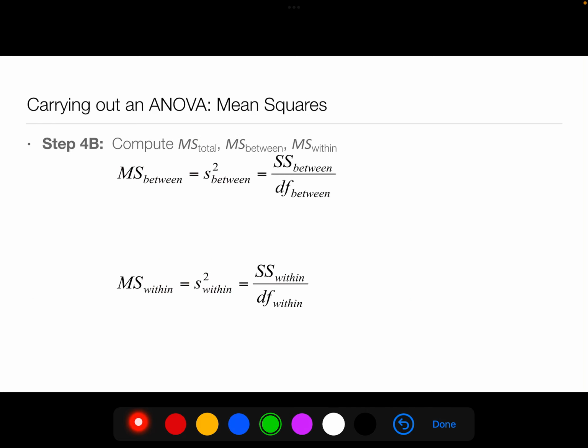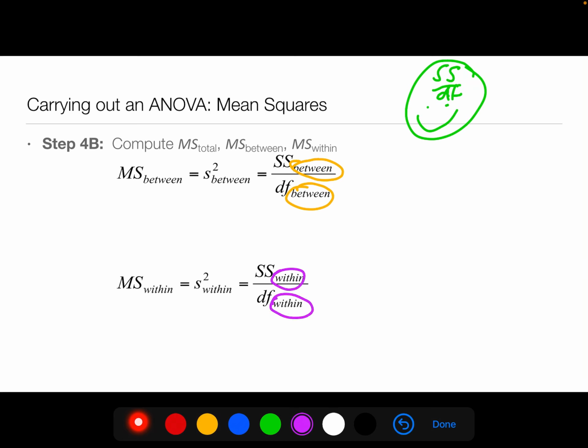Step 4B, this is the stuff where we've got my tattooed forehead formula. So my formula on my forehead is sums of squared divided by degrees of freedom. The important part here that is a little bit different is we need to make sure we are matching up our sums of squared between and our degrees of freedom between, and we're matching up our sums of squared within and our degrees of freedom within. And so that's why those little sub-labels can be helpful. It just helps us keep track of this information.